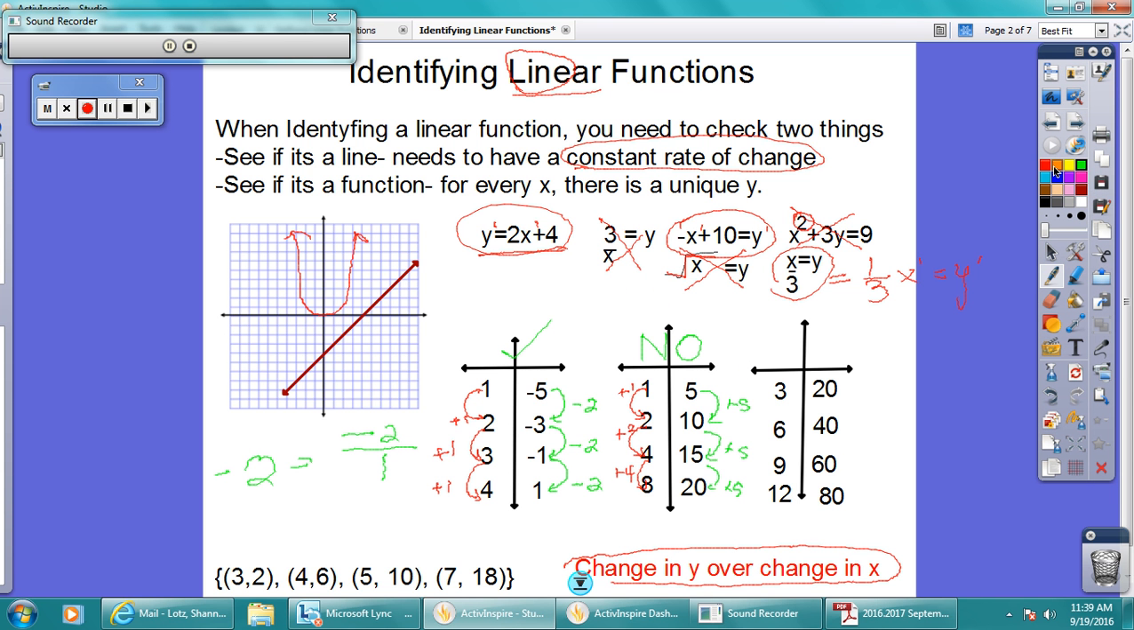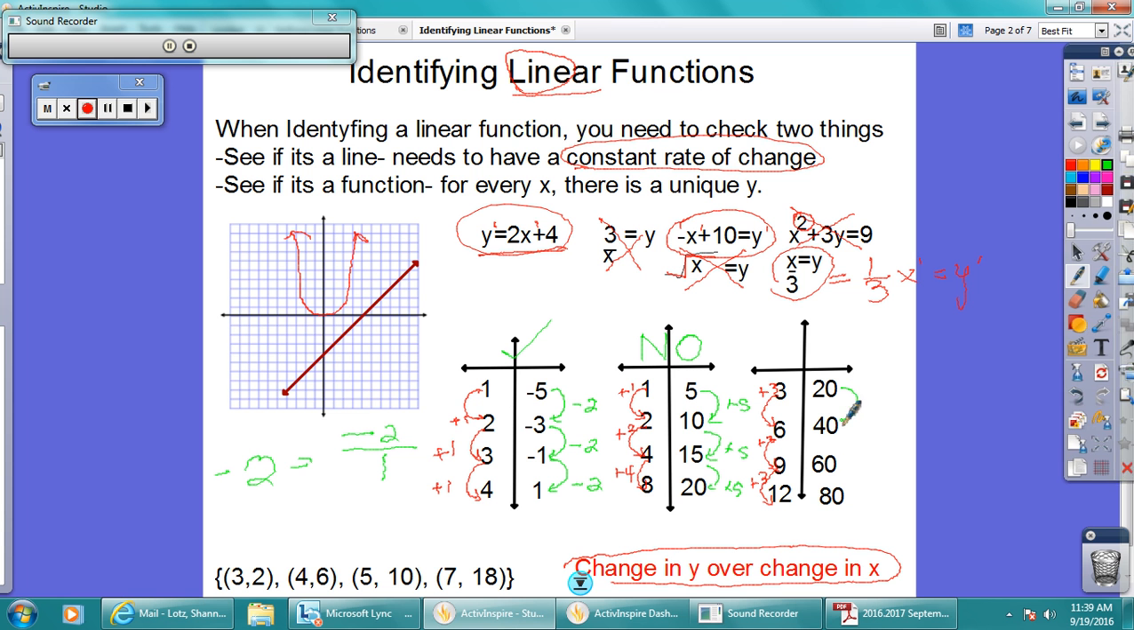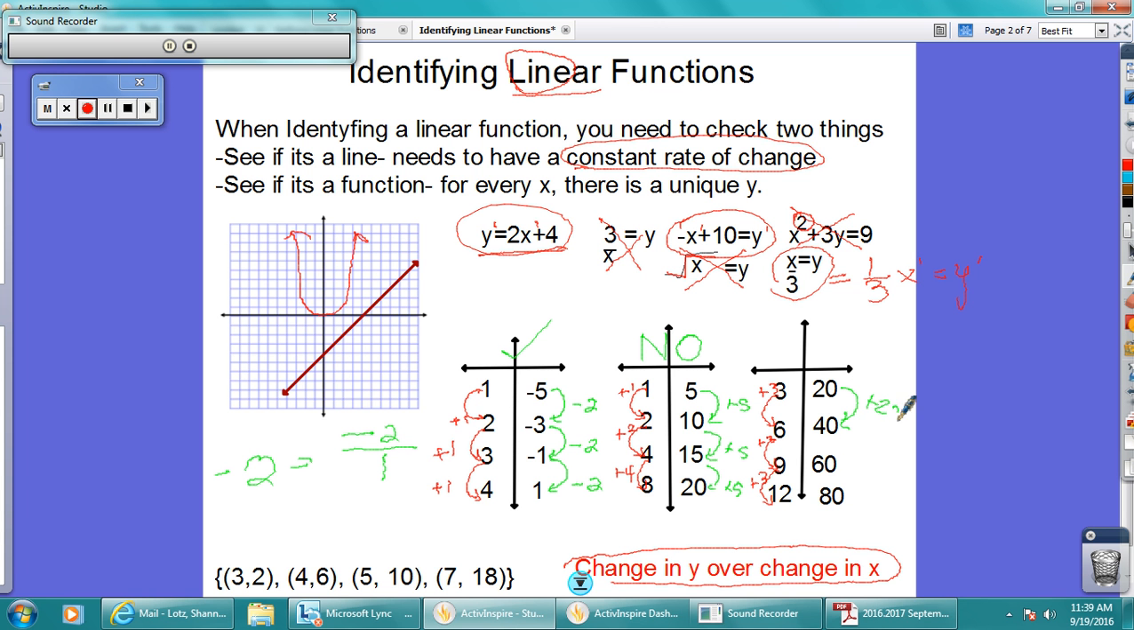Now let's take a look at the last one. Okay? So from 3 to 6, +3. From 6 to 9, +3. From 9 to 12, +3. Okay, so far so good. Now let's look at the y values. From 20 to 40, +20. From 40 to 60, +20. From 60 to 80, +20. All right, so this looks good.